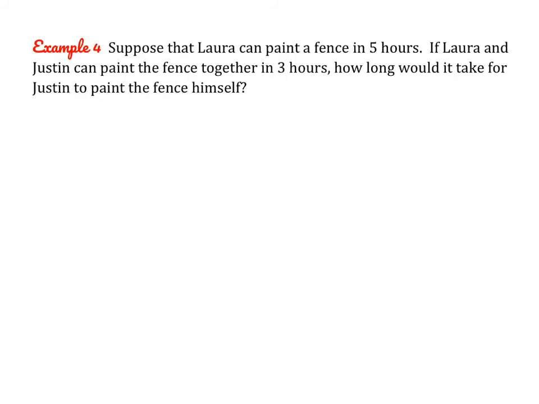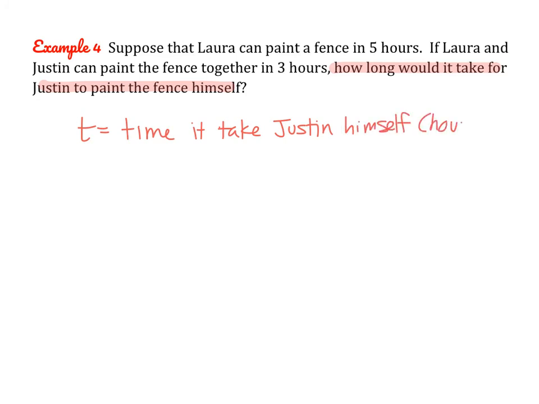All right, here's the last example that we're going to be doing today. So it says, suppose that Laura can paint a fence in 5 hours. If Laura and Justin can paint the fence together in 3 hours, how long would it take for Justin to paint the fence himself? So here our question is, how long would it take for Justin to paint the fence himself? So let's define our variable. I'll say t again equals the time it takes Justin alone. And this is going to be in hours.